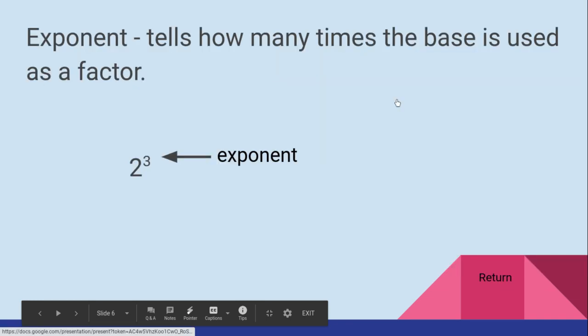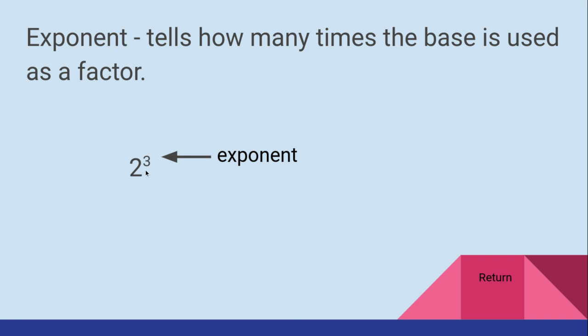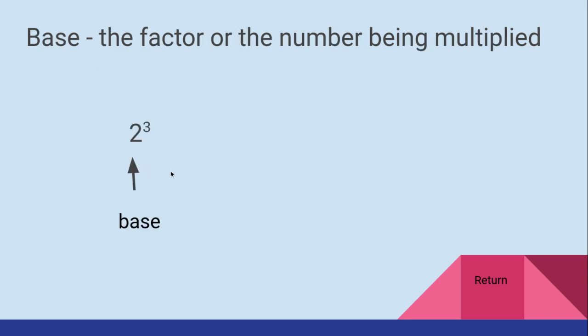When we talk about the word exponent, usually you have a big number, and then you have a little superscript, a smaller number to the top right.